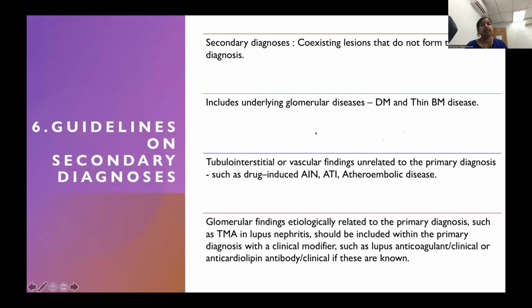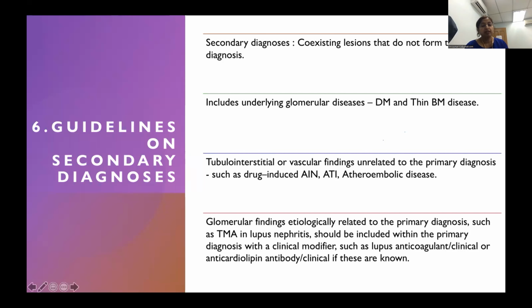Now, if you have a secondary diagnosis, coexisting lesions, sometimes you have a secondary diagnosis. For example, diabetic nephropathy. You may have IgA nephropathy with diabetic nephropathy in the background. So you put it in. This is a second diagnosis. It's not contributing really strongly for the first diagnosis. You may have certain other areas like tubular, interstitial, or vascular findings, which may contribute or be unrelated to the primary diagnosis. For example, you may have IgA nephropathy with acute interstitial nephritis. For example, I'm giving you, or you may have an atheroembolic disease. So that becomes a secondary diagnosis. Please put it in as well.